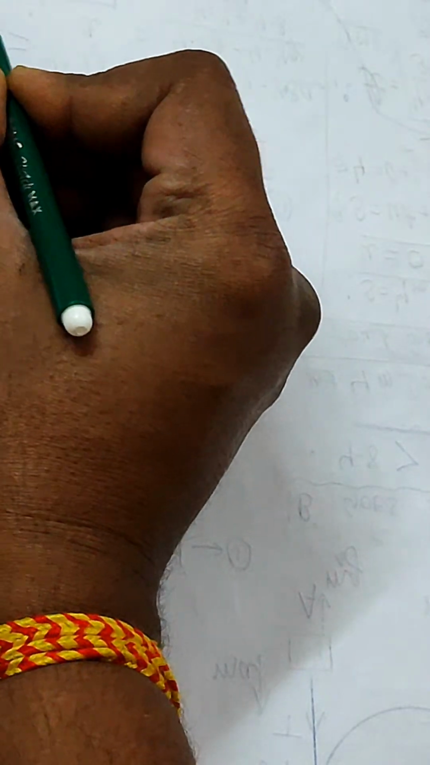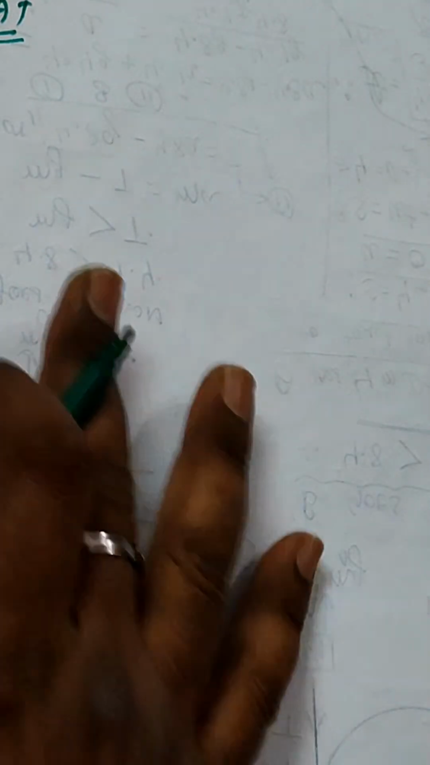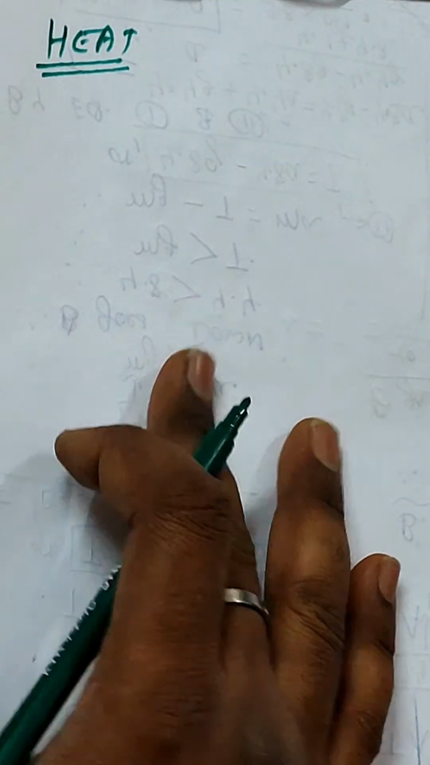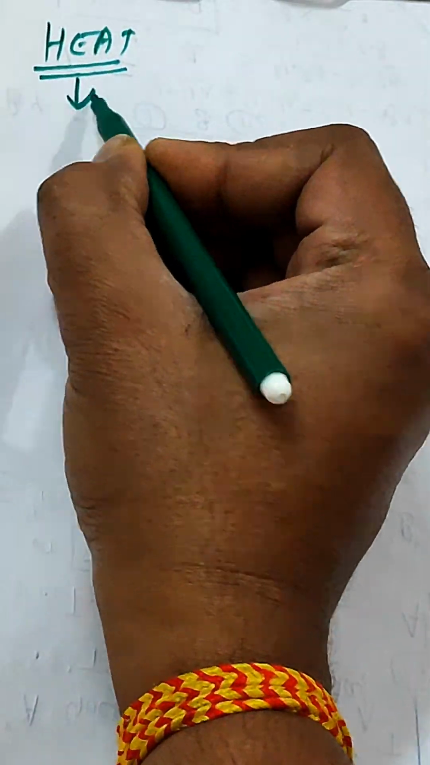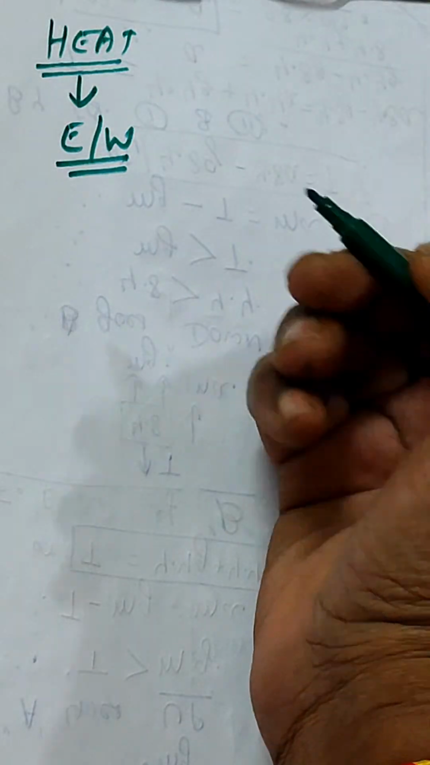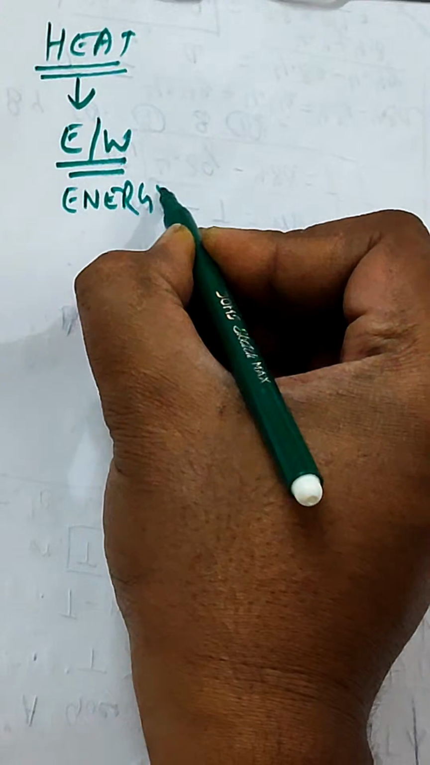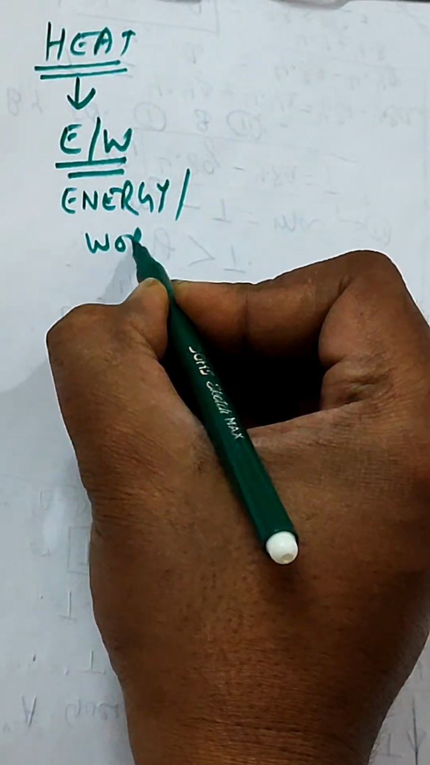So we can take the example of, let's say, heat. Heat is also an energy. So for energy and work, what have we derived?